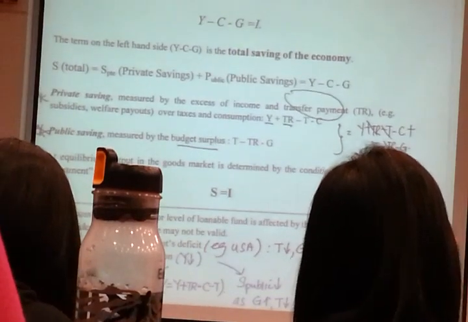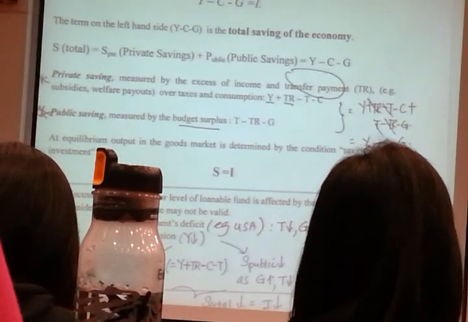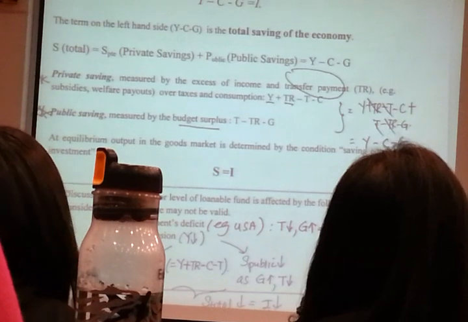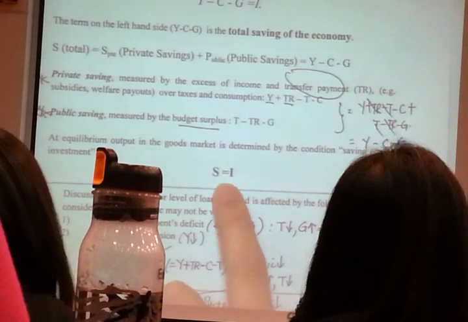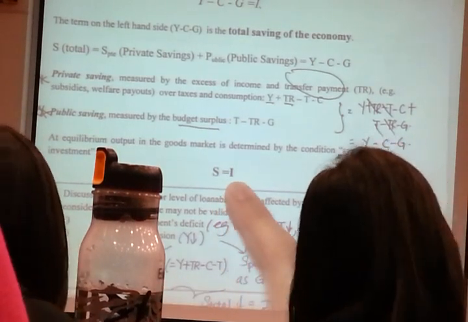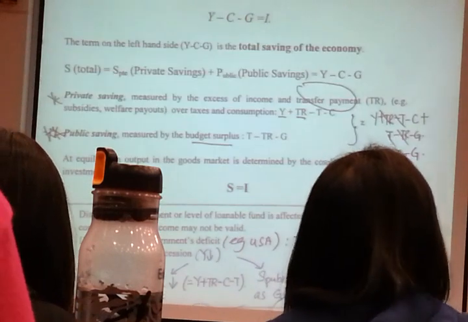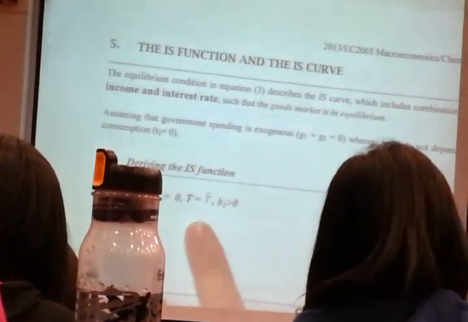Not only does it give us the multiplier, it also gives us this concept called the loanable funds market: total savings is equal to total investment. With that, let's move on to page 12, and we are ready to do the IS function.